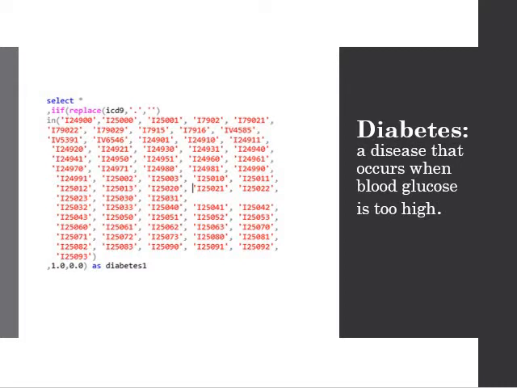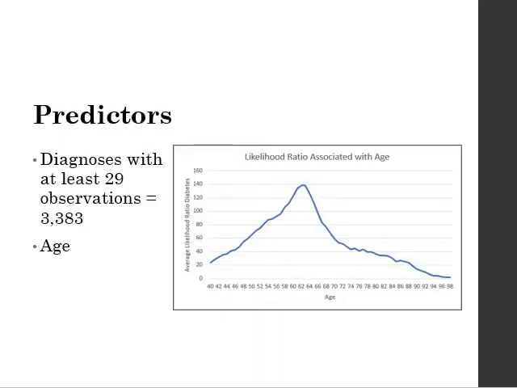Here you will also see how diabetes was defined in the database. ICD-9 codes considered a diagnosis for diabetes were specified. A comprehensive set of diagnoses were used to predict the presence of diabetes. There were 3,383 conditions with at least 29 cases. In addition to disease as a predictor, age can also be a predictor, with adults in their 50s and 60s being at highest risk.